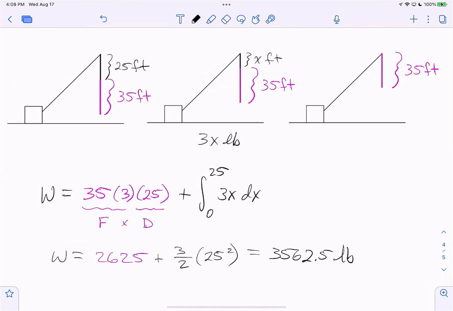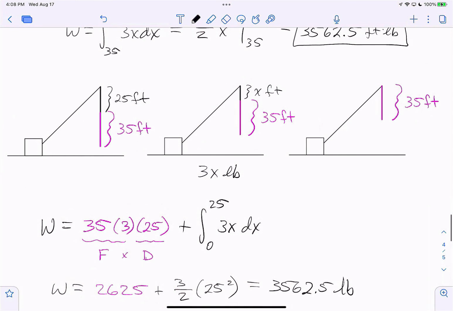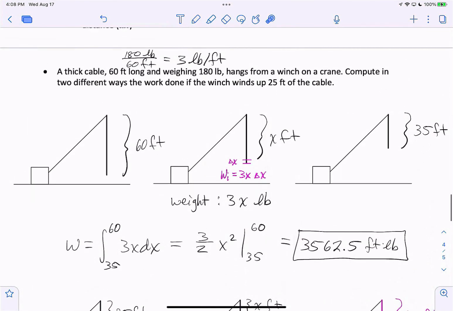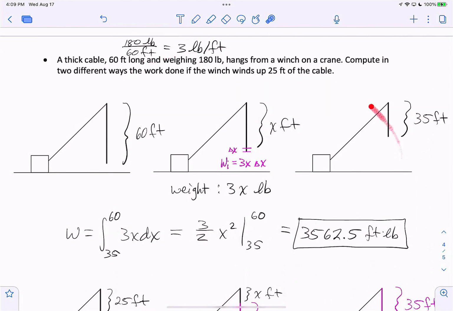And we get 3,562.5 pounds. You'll see that it's the same answer that we got before. I don't particularly like looking at it this way, but it's a valid way to look at it. I think it's much easier if everything that's like this kind of looks the same.